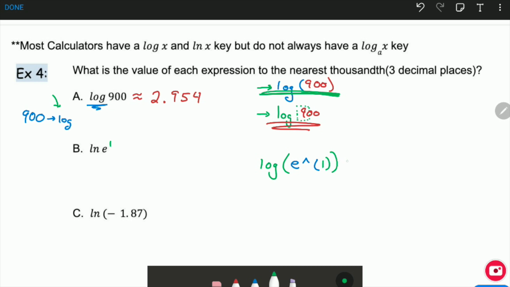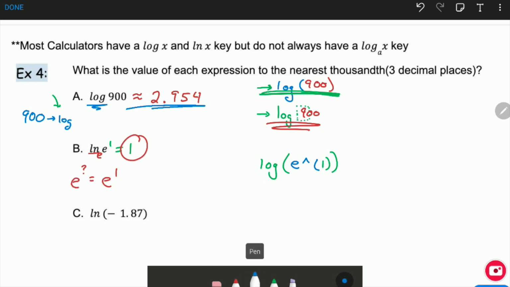which gives us, if you type it in, 1. That should make sense, because remember, a logarithm asks you what power you raise the base to get this number, and this logarithm is log base e, so it's really asking you what e to what power is e to the power of 1. So it should make sense that when you type it in, you get 1.